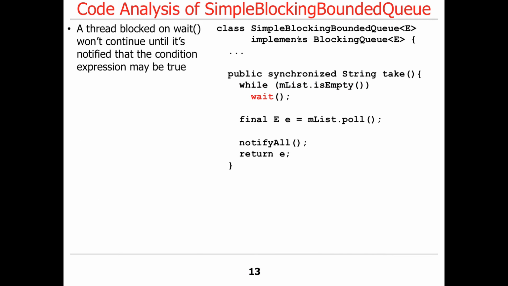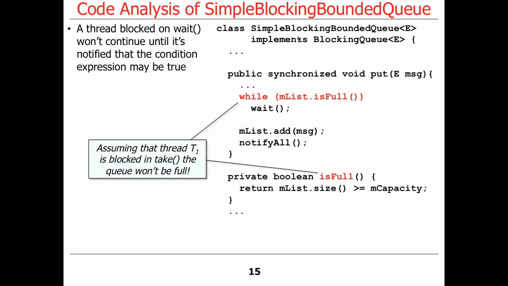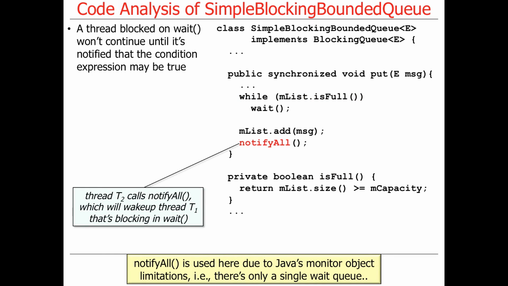The thread that's blocked on wait won't continue until it's notified that the condition expression may be true. And how does that happen? Well, here was take, here's put. If another thread, thread T2, calls put, when it wants to put something on the queue, it of course has to acquire the lock. Then, assuming the queue isn't full, it'll add something to the queue, and then it's going to call notifyAll. Once again, we're using notifyAll here because there's only a single wait queue, so we have to notify everybody, even though that's massive overkill in this case.